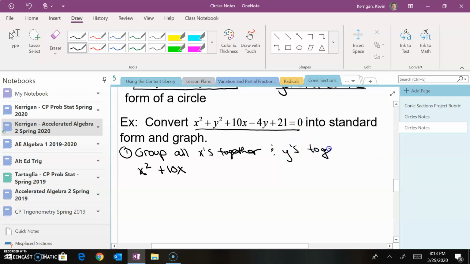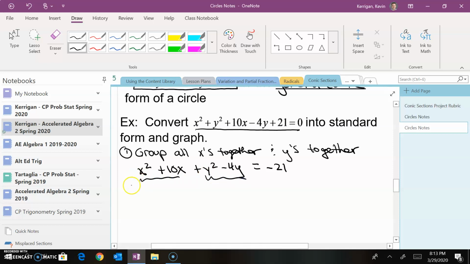I'm going to put all the y's together also. So I have x squared plus 10x, and then I have my y squared minus 4. I'm also going to move that positive 21 over to the other side to a negative 21. So now I have a group of x values and I have a group of y values that are next to each other.